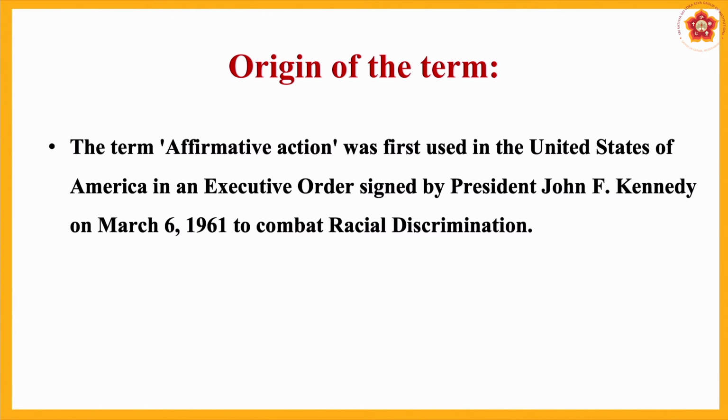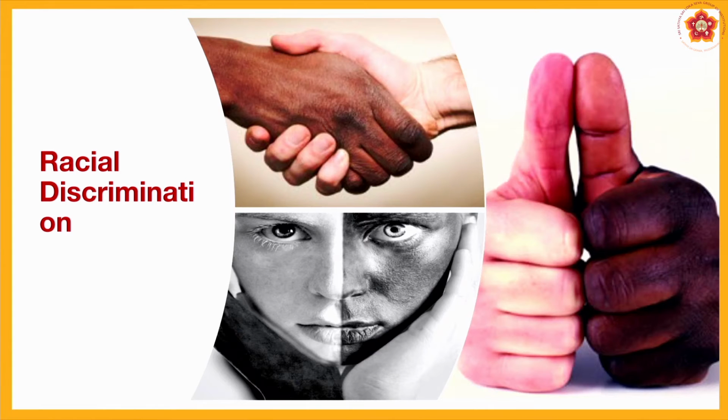So, what is racial discrimination? It is somewhat like the way we practice caste in our country. Racial discrimination, as you can see from this picture, is based on color. If not on caste, it is based on color. It is all about whites and blacks. So, America has had a long history of this kind of racial discrimination.